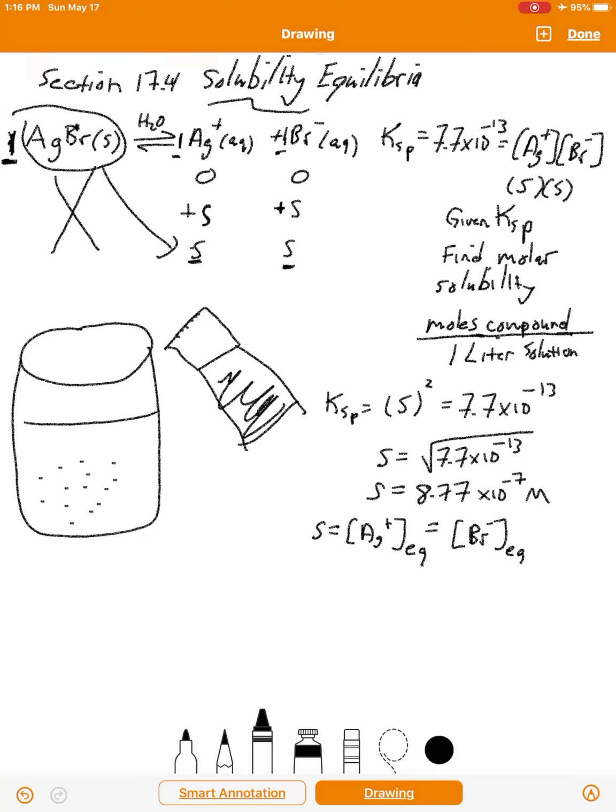Some of it is going to dissolve, and some of it is just going to fall down to the bottom as a precipitate. Very little of it actually dissolves. The silver bromide is not all that soluble, so the amount that's dissolved is very small.